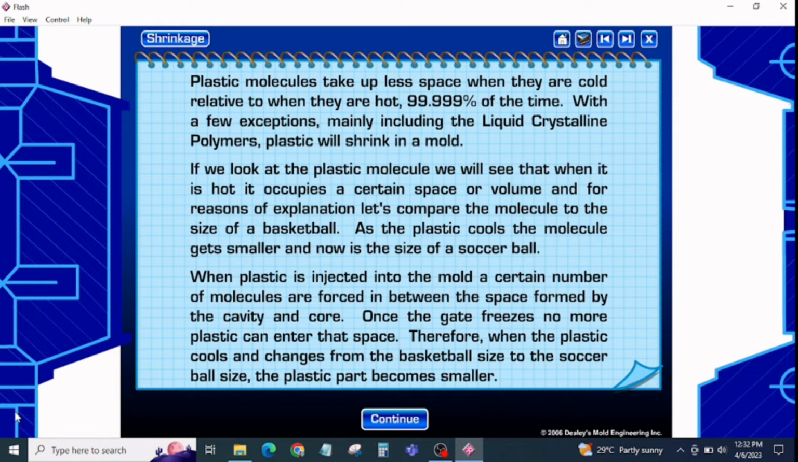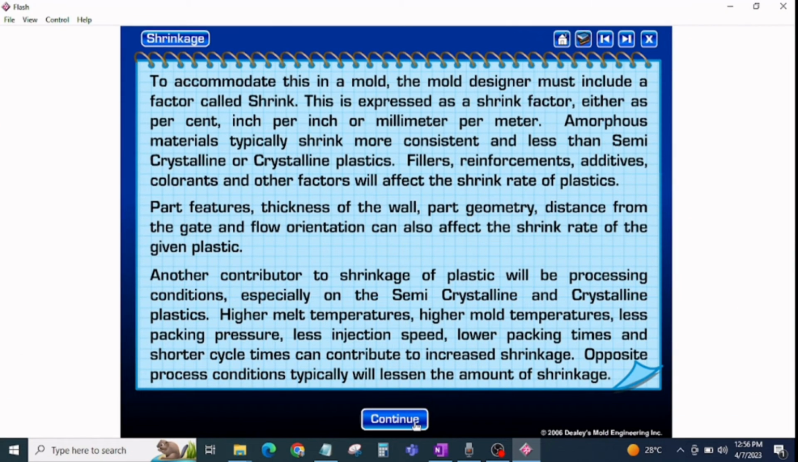When plastic is injected into the mold, a certain number of molecules are forced in between the space formed by the cavity and core. Once the gate freezes, no more plastic can enter that space. Therefore, when the plastic cools and changes from the basketball size to the soccer ball size, the plastic part becomes smaller. To accommodate this in a mold, the mold designer must include a factor called shrink. This is expressed as a shrink factor, either as percent, inch per inch, or millimeter per meter.